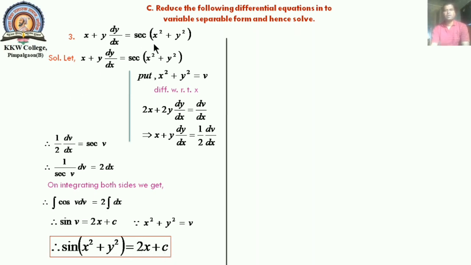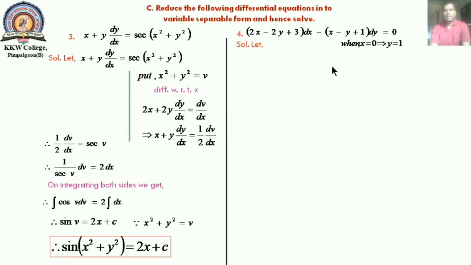This is the solution of the given differential equation. Next example: (2x minus 2y plus 3) dx minus (x minus y plus y) is equal to.